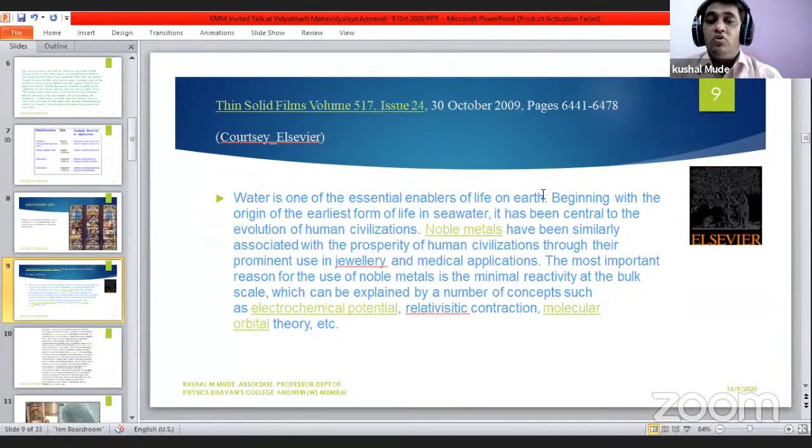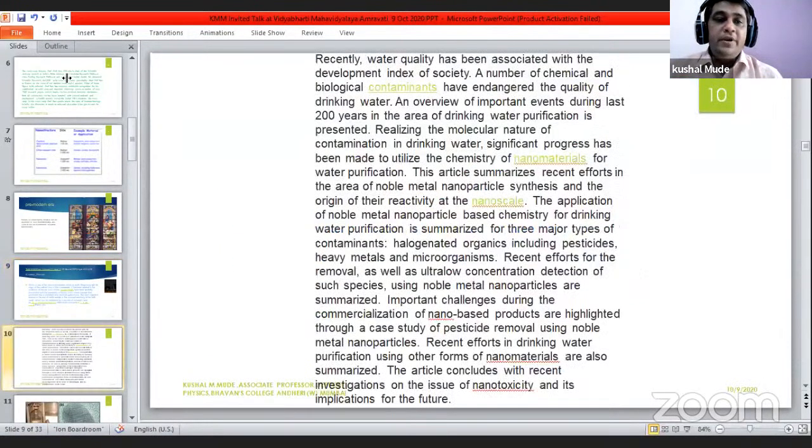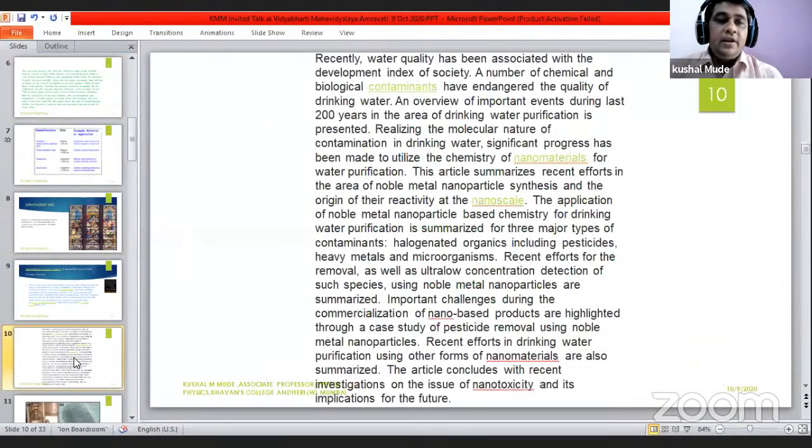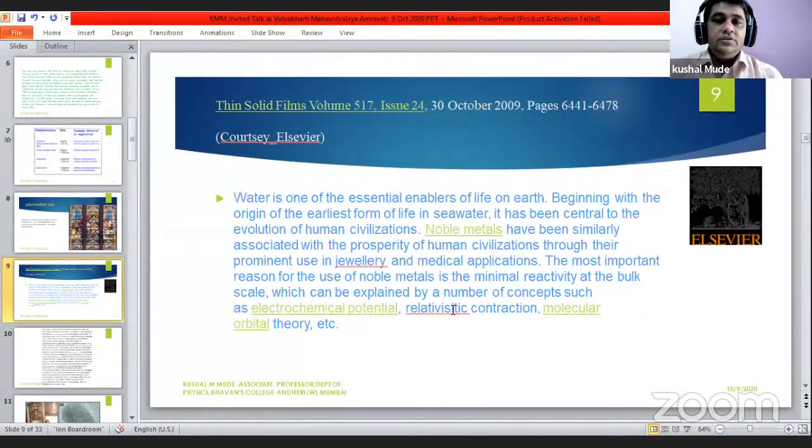Then for human civilization, whatever the noble traits have been similarly associated with the prosperity of the human civilization. See, as civilization progressed, there was prominent use of jewelry and all related to this. Related to this are electrochemical potential, contraction, molecular orbital theory. So in this process, there is a role of nano. I am not going to detail, but simply purification.